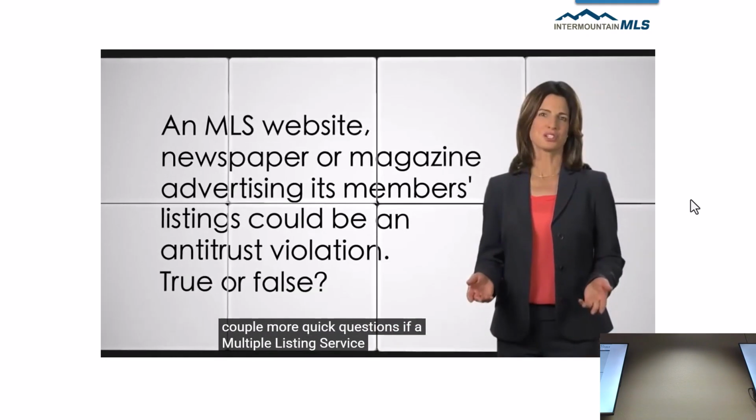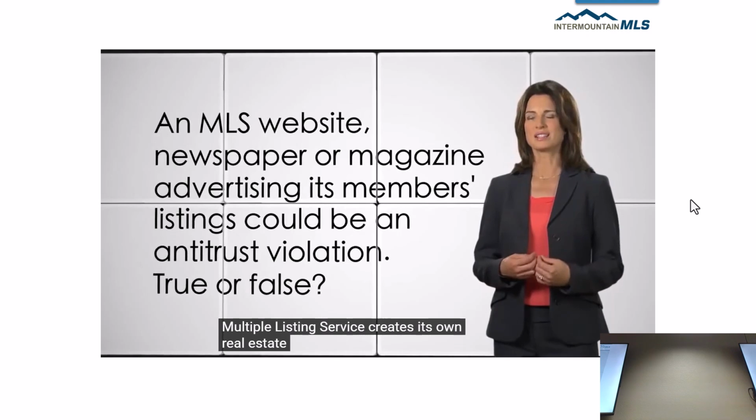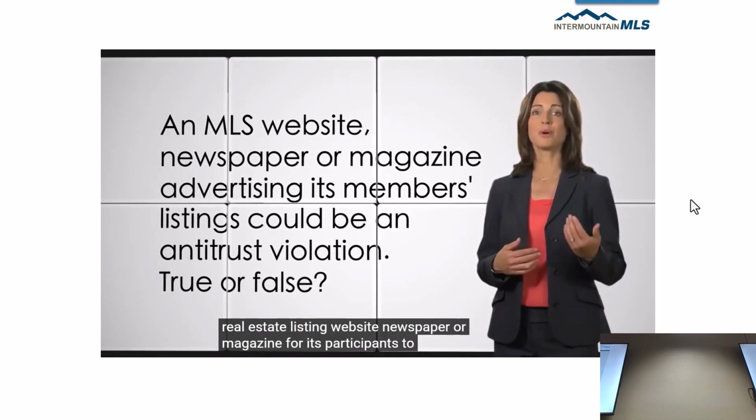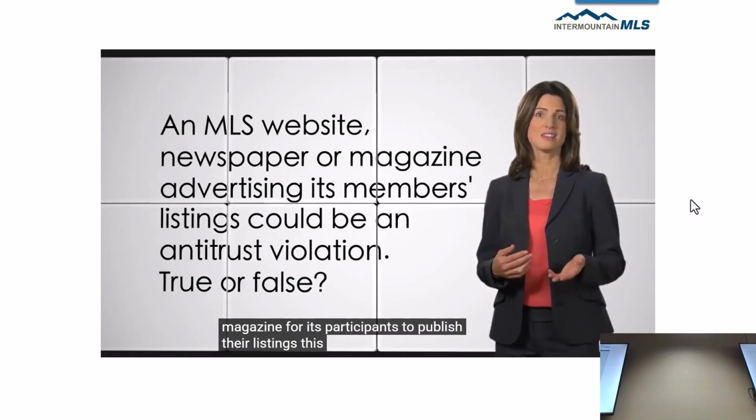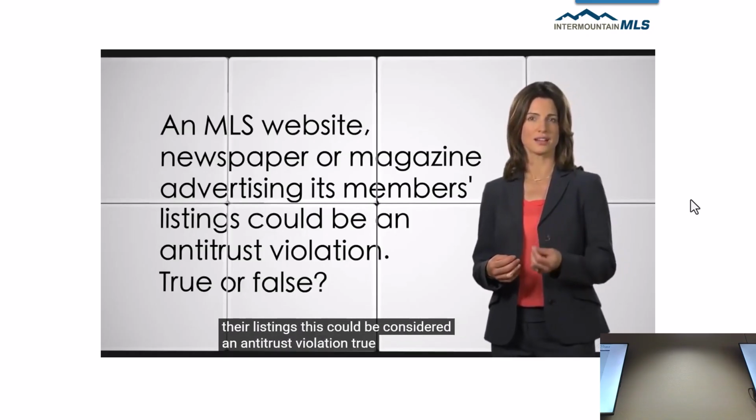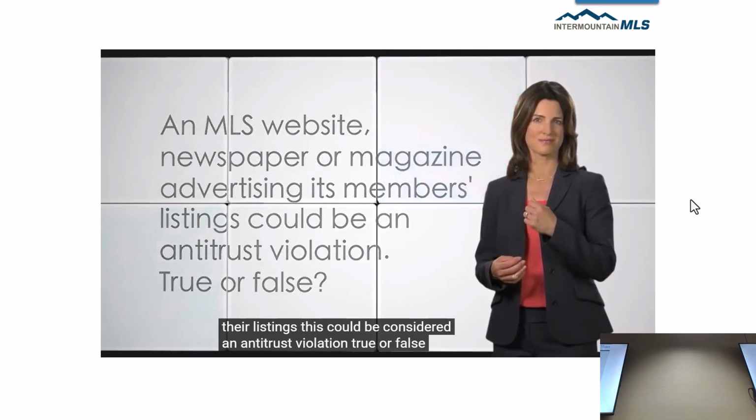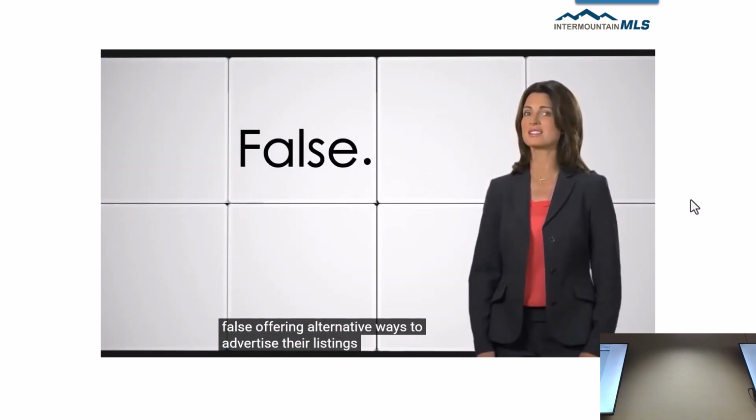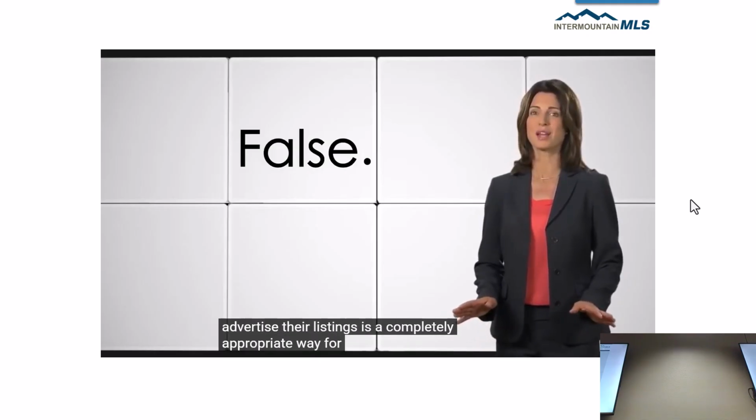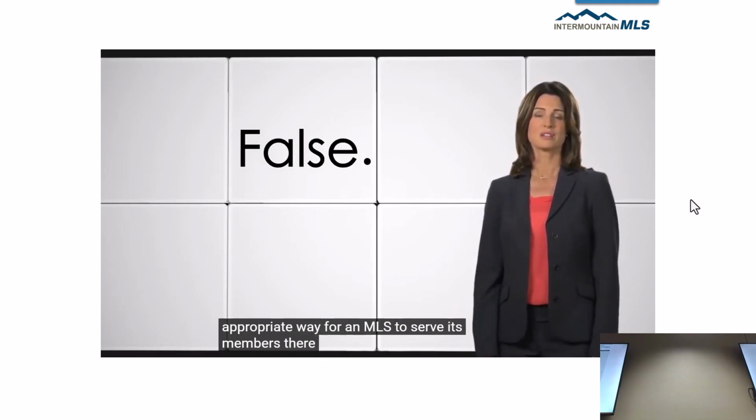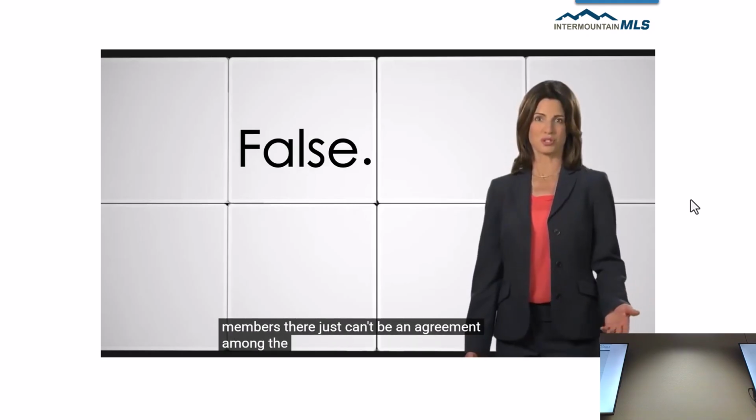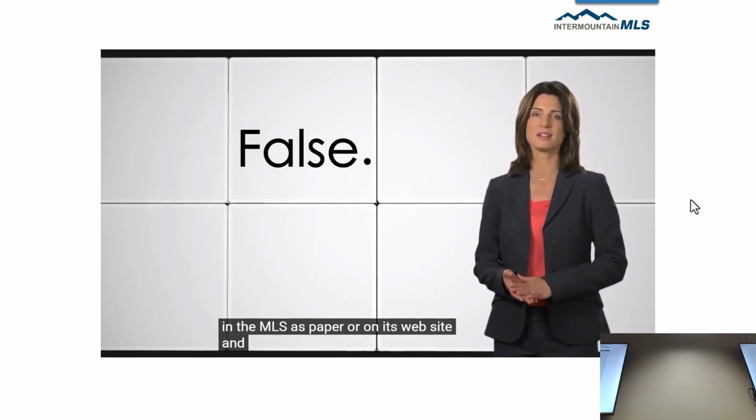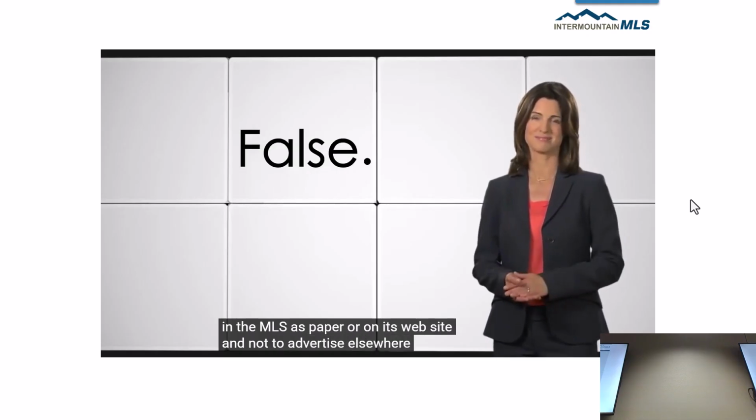If a multiple listing service creates its own real estate listing website, newspaper, or magazine for its participants to publish their listings, this could be considered an antitrust violation. True or false? False. Offering alternative ways to advertise their listings is a completely appropriate way for an MLS to serve its members. There just can't be an agreement among the participants to advertise only in the MLS's paper or on its website, and not to advertise elsewhere.